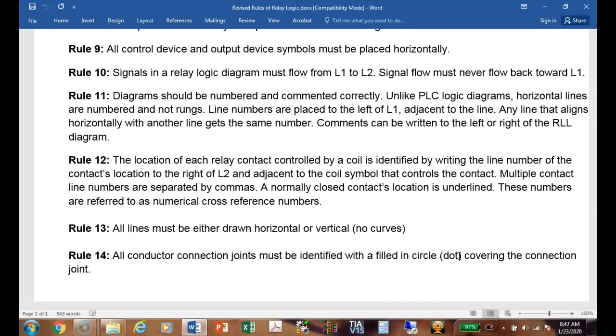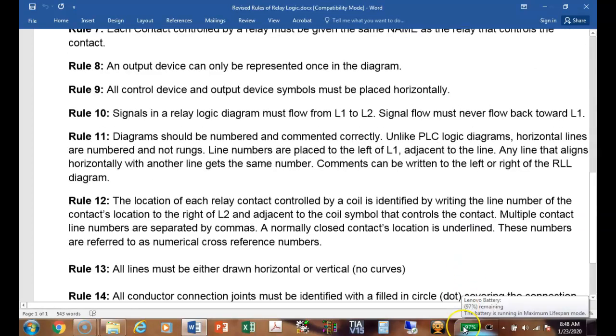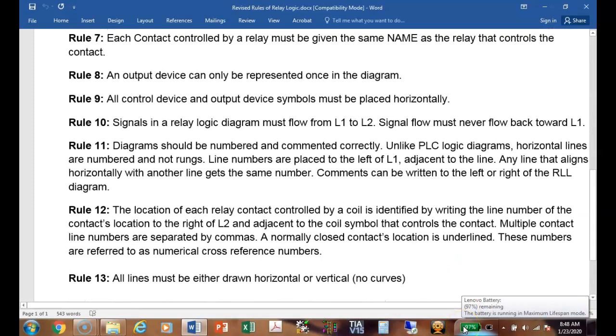All lines must be either drawn horizontally or vertically. We have no curves. All conductor connection points must be identified with a filled-in circle covering the connection joint. Y'all understand that one? So if we don't have a dot, we don't have a what? Connection.